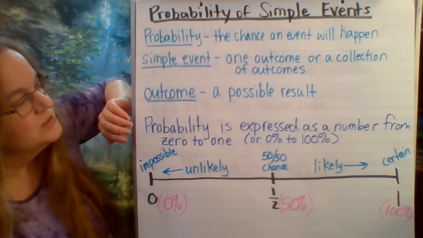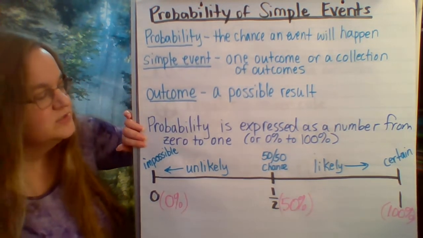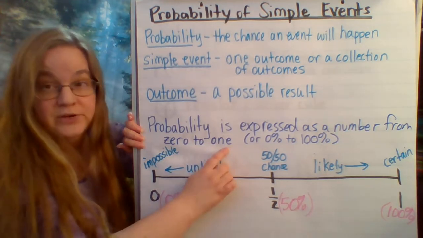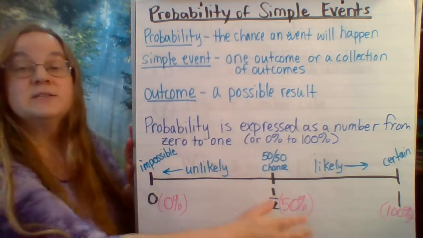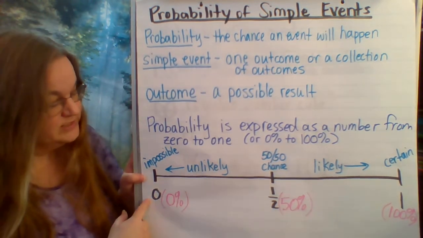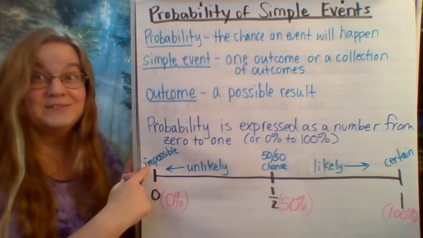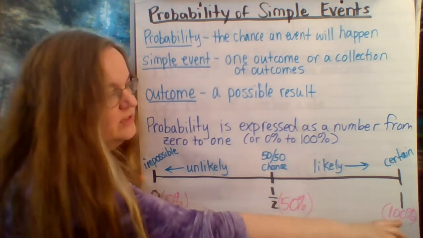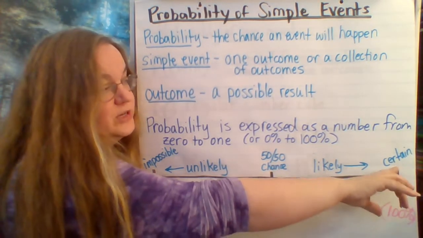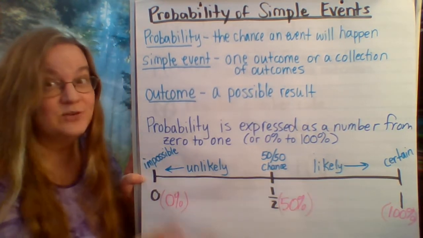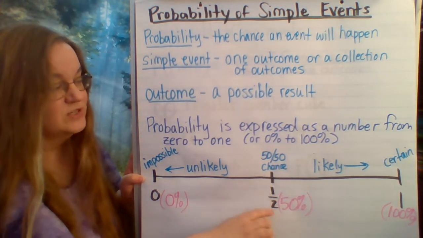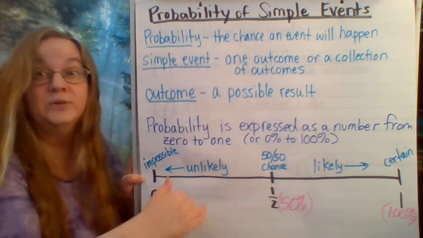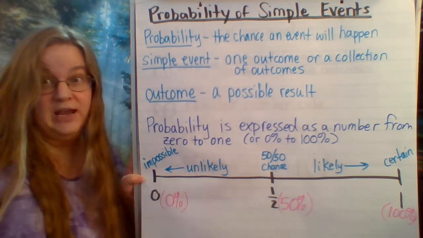So when we express probability, it's a number from 0 to 1, or we can use percents, 0 to 100%. And it's basically on a continuum. Down here at 0, we have something that's impossible to happen. Over here, we have 100%, or 1, which is certain. It's definitely going to happen. And then in between, you've got 50-50. So at half, it's equally likely to happen as not happen.